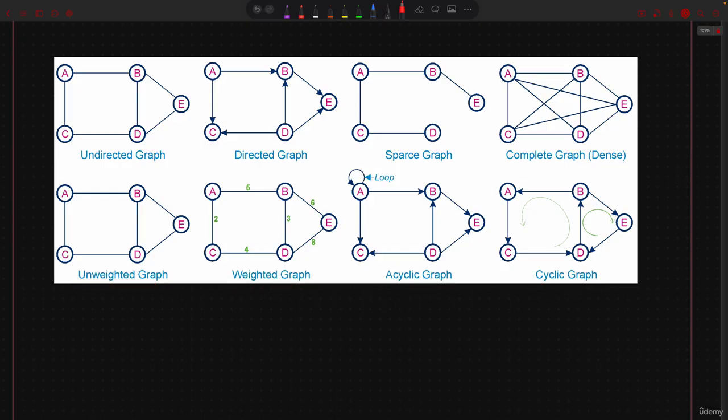Just one more thing to mention here. This is a loop. So when an edge starts, okay, and ends at a particular node only, that is what is known as a loop, right? So there is an edge which is starting from A and ending at A, not going anywhere else. So this is known as a loop. Okay. So I hope that is clear, everyone.